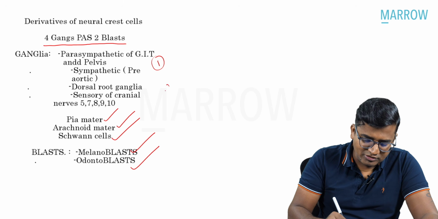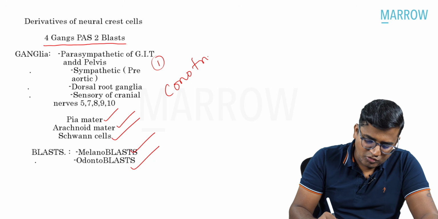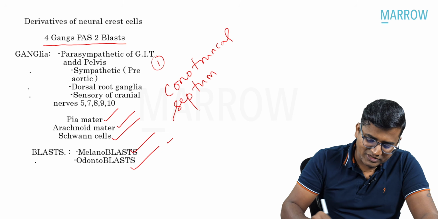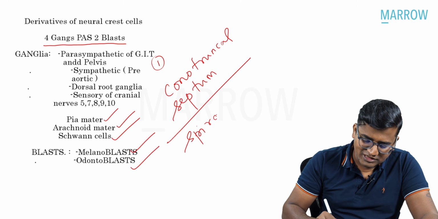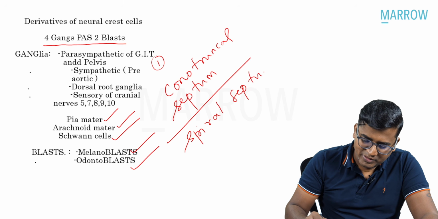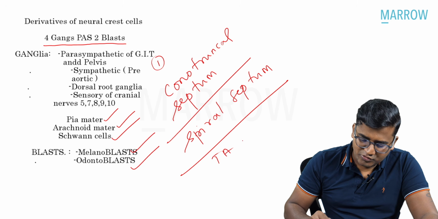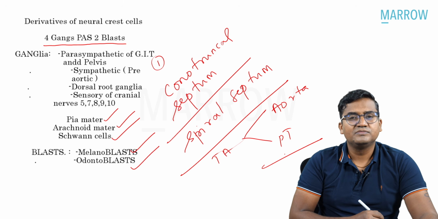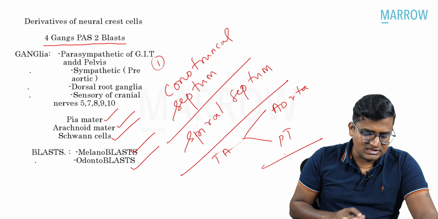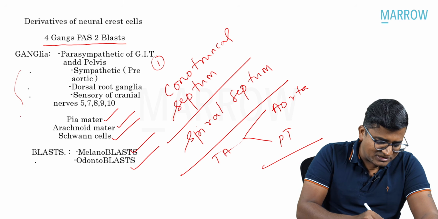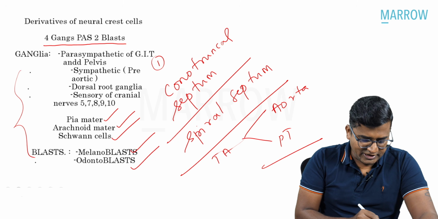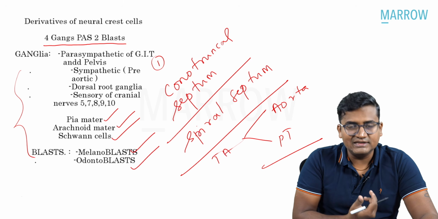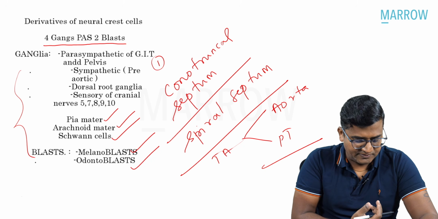One more structure I want to add here is the conotruncal septum. The conotruncal septum, or spiral septum, is also coming from the neural crest cells. It is the septum that divides the truncus arteriosus into the aorta and the pulmonary trunk. I hope you know that. These are some special structures coming from the neural crest cells. At least remember this. From this itself you are getting the questions, and you can easily eliminate the answers.